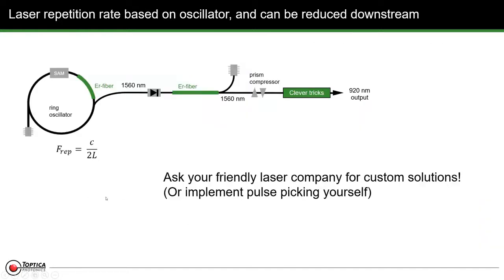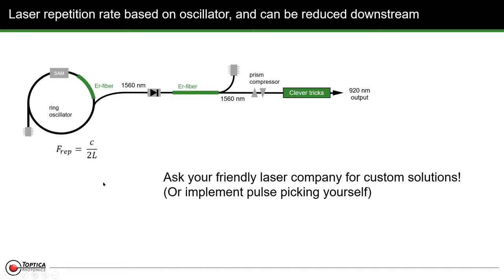Sort of fundamental laser physics, the fundamental repetition rate of the laser is based on the length of the laser oscillator. So this is a diagram of Toptica's fiber laser. It's a fixed wavelength ultrafast fiber laser. And it all starts with a ring oscillator at 1560 nanometers. And the repetition rate of a ring oscillator or a Ti:Sapphire oscillator is given by the speed of light divided by 2 times the length of that oscillator.